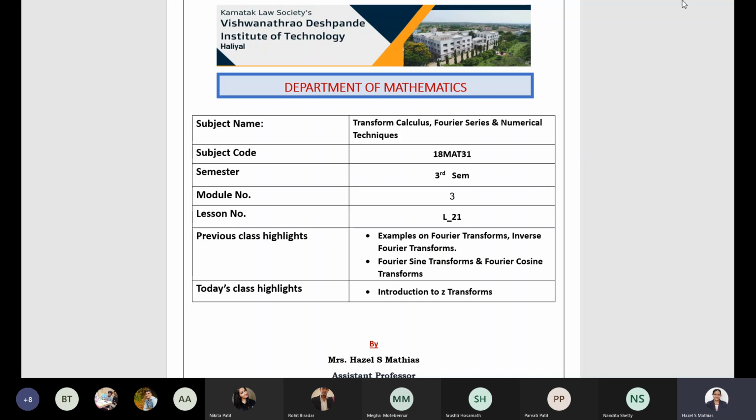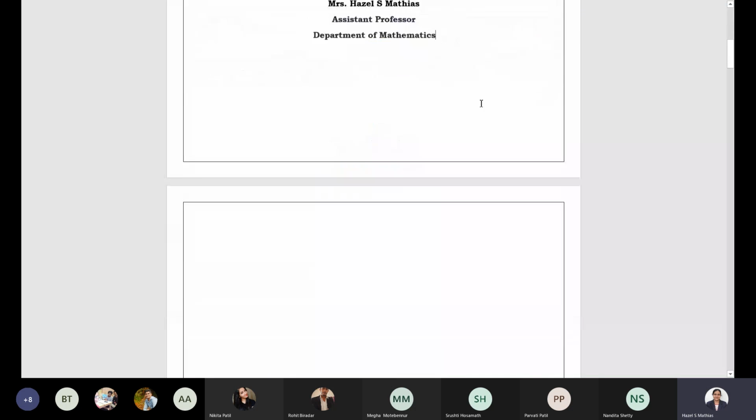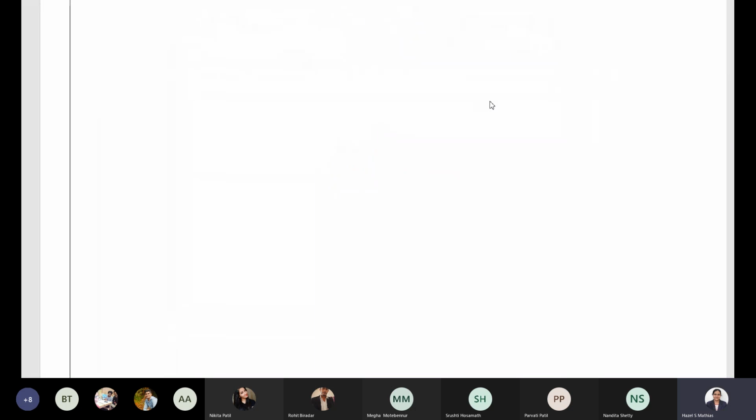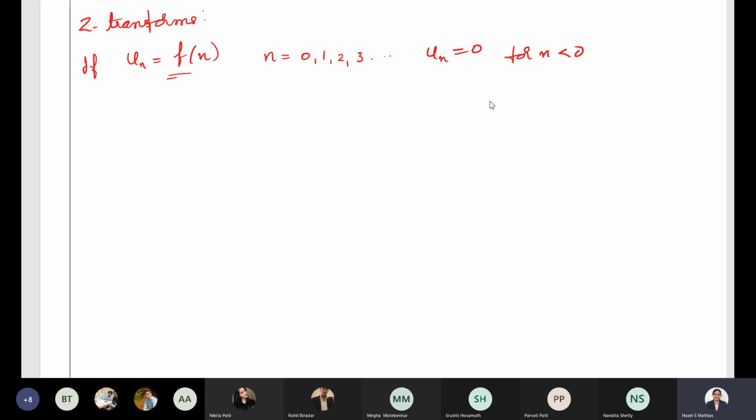Now, how is the Z transform defined, let's discuss. Suppose we have a function u_n equal to f of n, which is defined for all positive values n = 1, 2, 3, etc., and u_n equal to 0 for n less than 0. It is defined as f of n for all the positive values, and u_n becomes 0 for all the negative values. So the Z transform is defined for all the positive values.